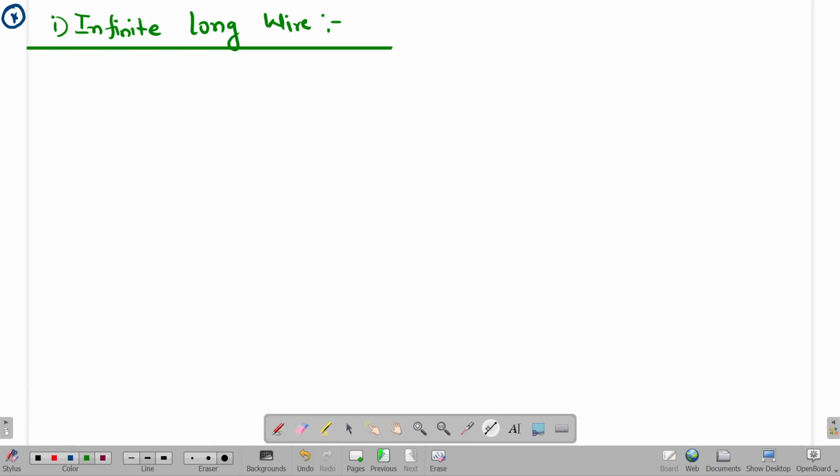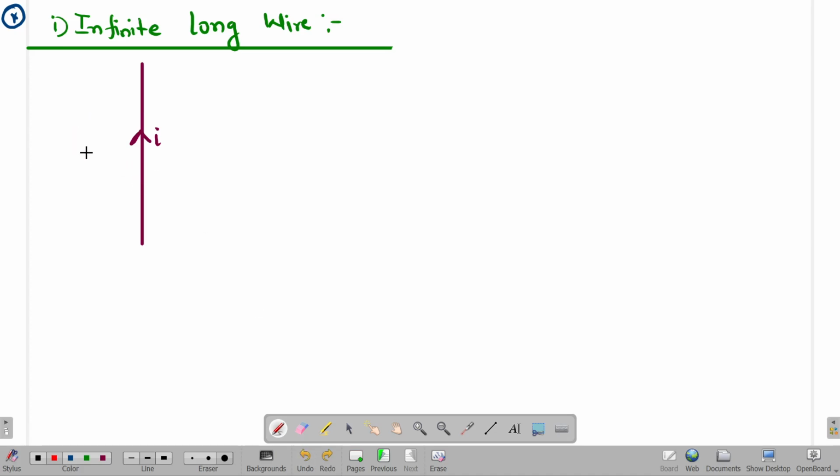Now let's suppose I have an infinite long wire and I want to find the magnetic field due to it, like this. It carries some current I. Now, if I want to find the magnetic field, I need to first consider an Amperian loop, isn't it? So this is my Amperian loop over here. Are you able to get me or not?